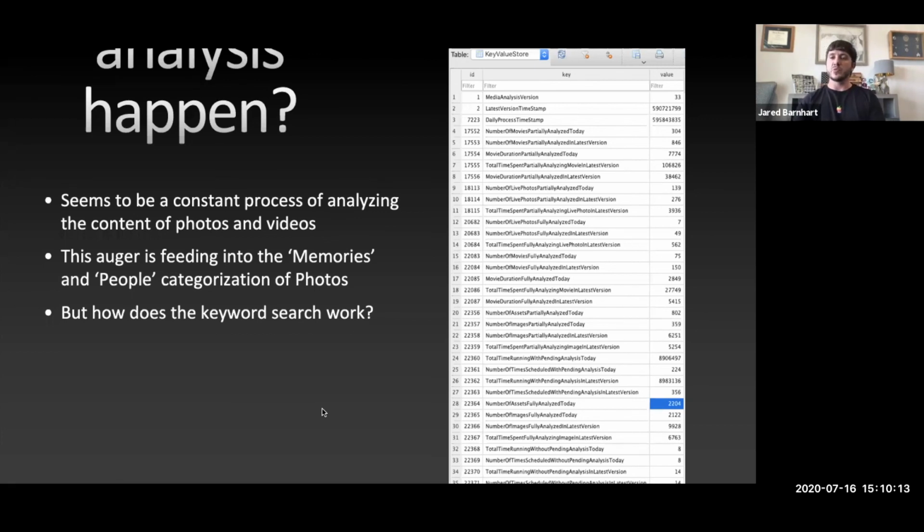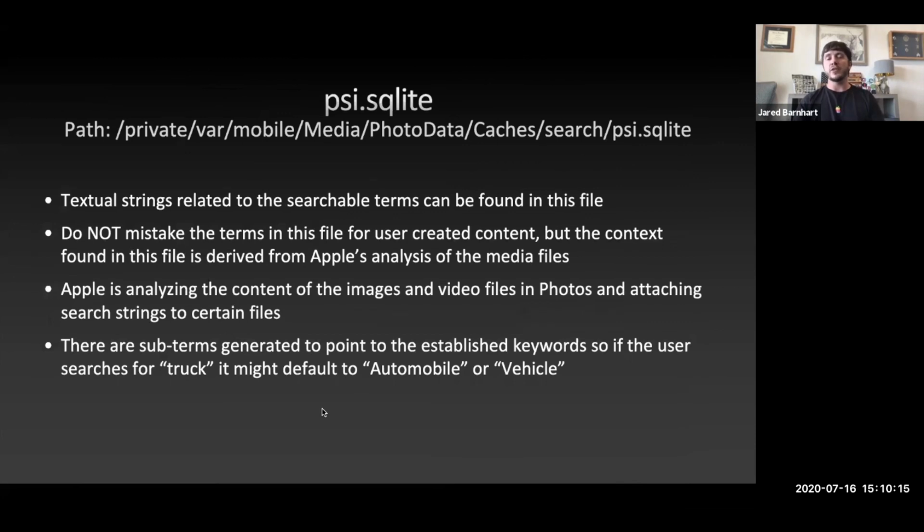But how does the keyword search work? So there's a different file called psi.sqlite. And what this file is doing is it is essentially creating strings that equal objects that are found in your photos. This is not user generated in that the user isn't necessarily typing and creating strings, but instead, when I take a photo of a vehicle, it associates that photo with having a vehicle in it. So it finds the object.